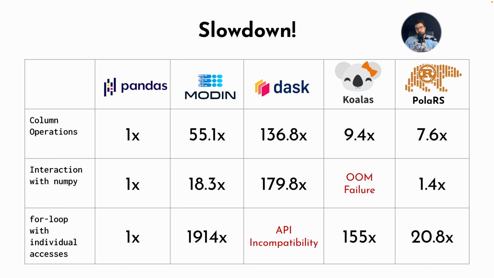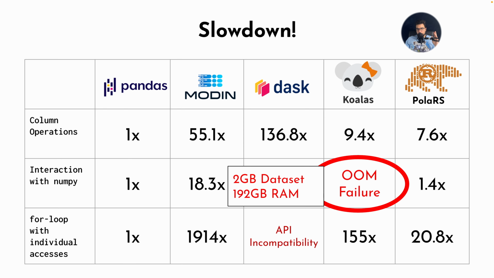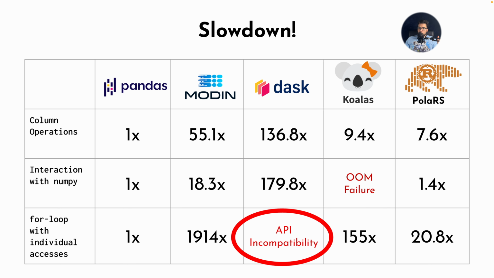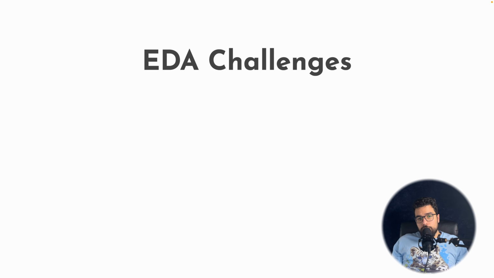And slowdowns are not the only problem. For example, we have out-of-memory failures. This is interesting because remember, we're using a 2 GB dataset on a machine that has 102 GB of RAM. We can also have API incompatibilities. This is basically when you use some part of the API that an alternative doesn't support. So now the question is, why do we see these problems?